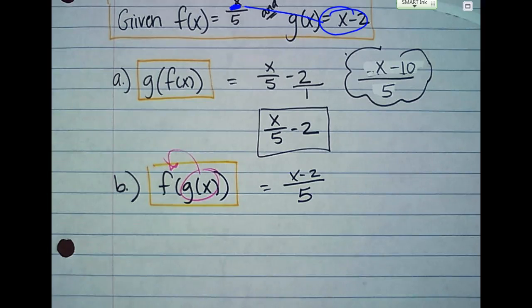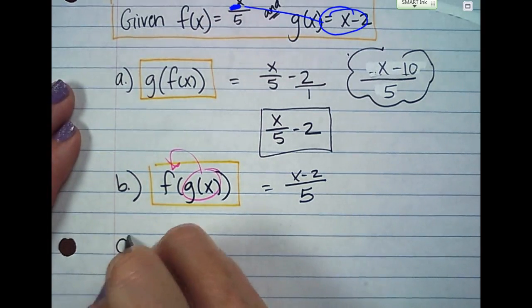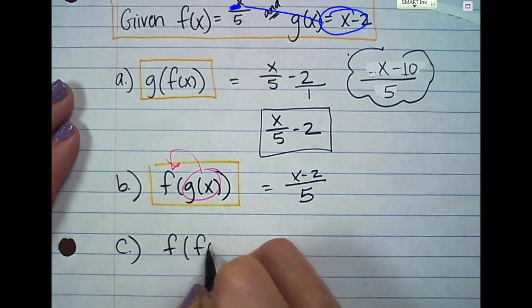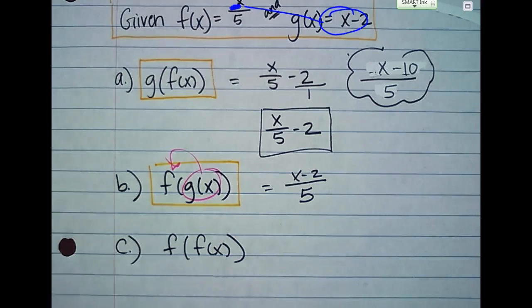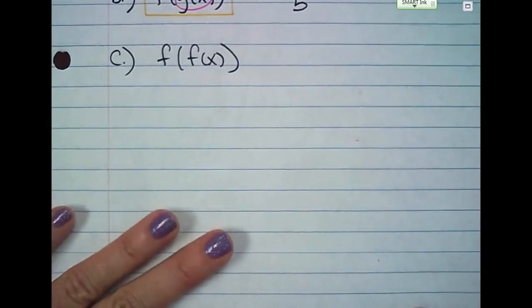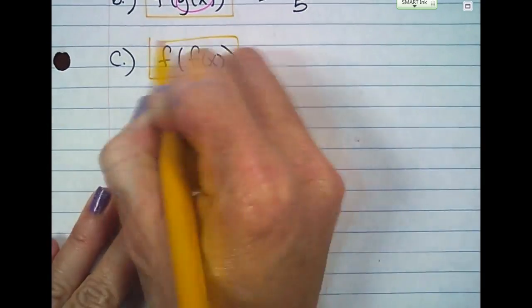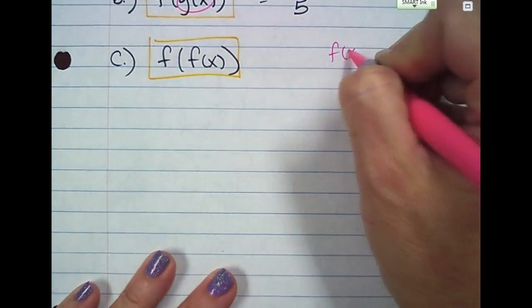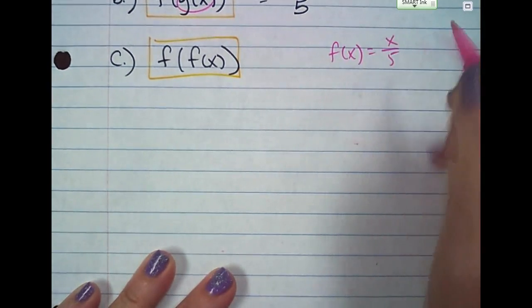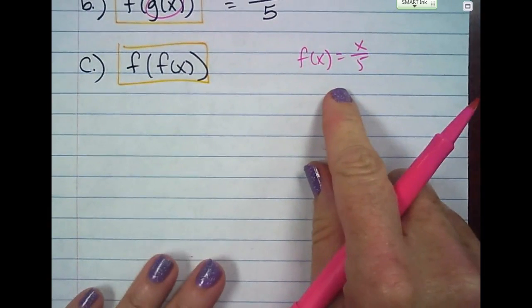Okay. The next one. What if I ask you for f of x? It's kind of weird, isn't it? I'm going to move it up so that I can have room. Okay, let's talk about it for a second. You agree that f of x is x over 5, right? And I want to plug it into itself.